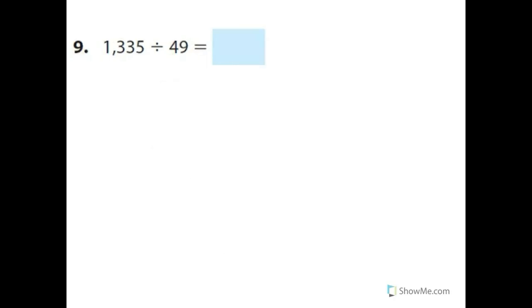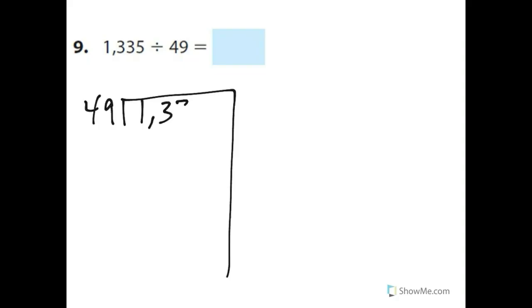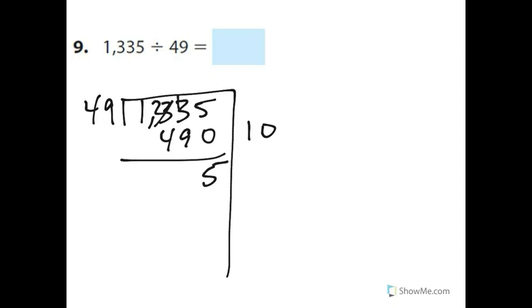Alright. One more. Let's try one more like this one, and then we'll go over it. So on this one, I'm going to try the big 7. So 49 into 1,335. Well, I'm going to do 10 first, because 10 is 490. Got 5, 13, 12, 845. Well, I can do 10 more.